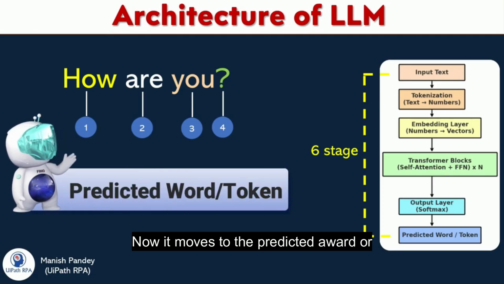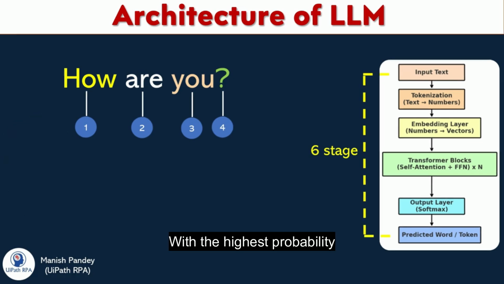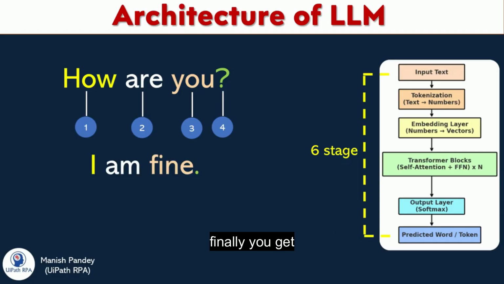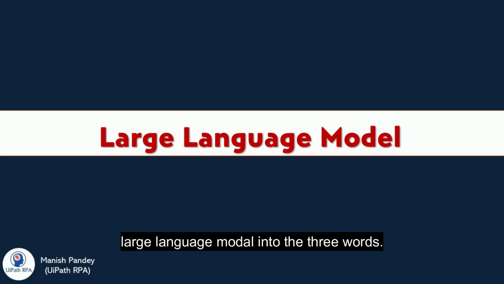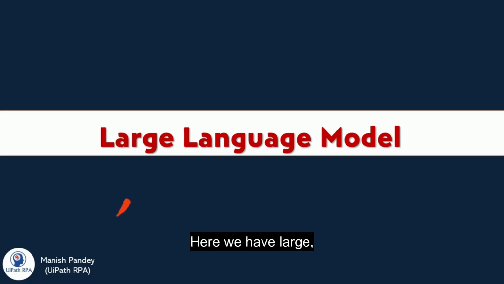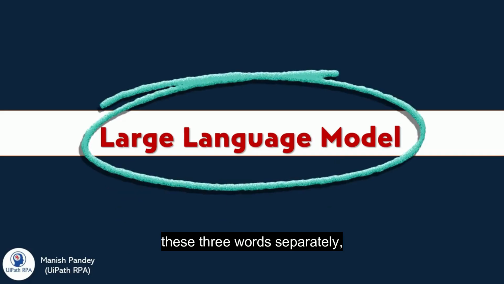Now it moves to the predicted word tokens. Here, the token with the highest probability is chosen as the next word and presented to the user. And then finally, you get the response: "I am fine." Now let's break down the term large language model into three words. Here we have large, language, and model, and let's understand these three terms one by one.